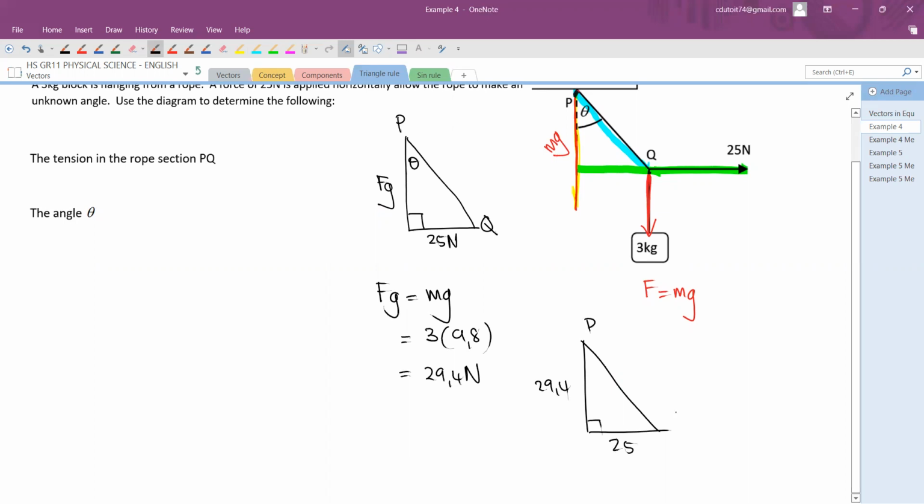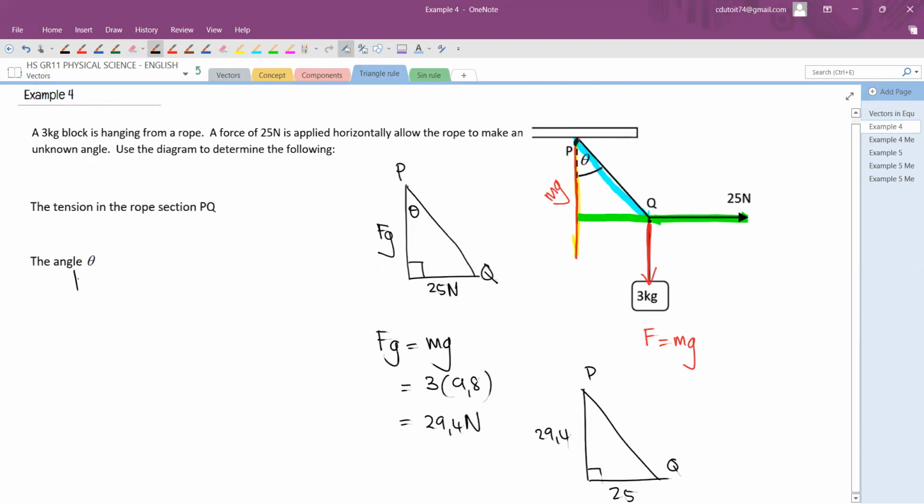And I want to know what PQ is. So PQ, let's try and write that correctly. PQ is the root of 29.4 squared plus 25 squared. Answer, please. 38.59. Yeah. 38.59. Okay.